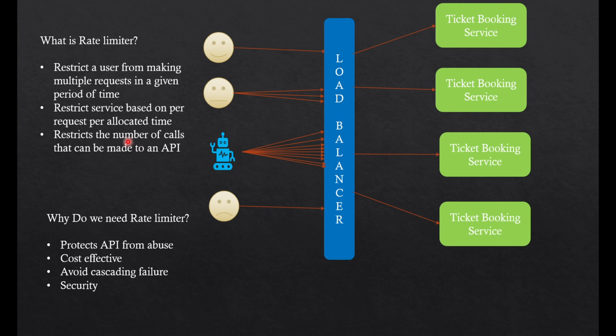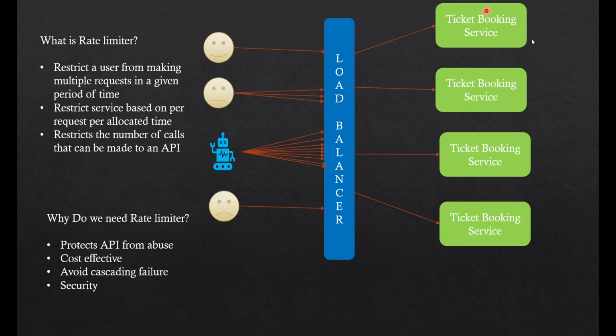Just to brief you up, a rate limiter is basically used to restrict the number of calls to an API or to a service, and it can be implemented per user as well. Why do we need a rate limiter here is because it helps us to protect our API from abuse.